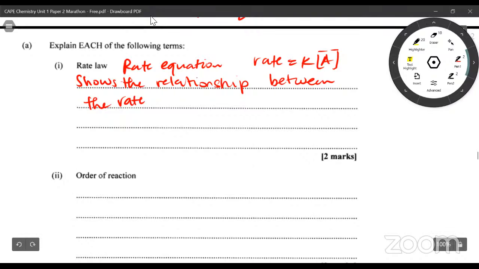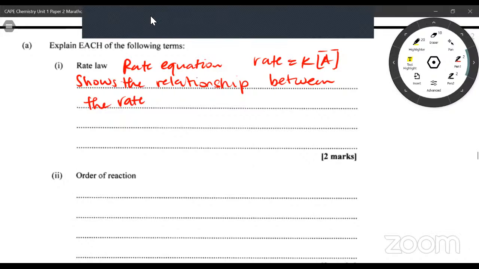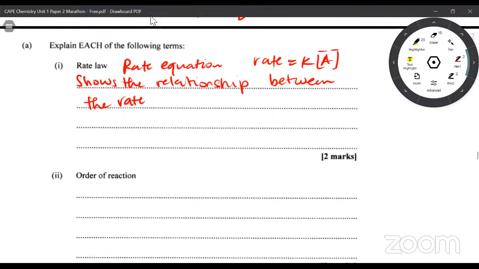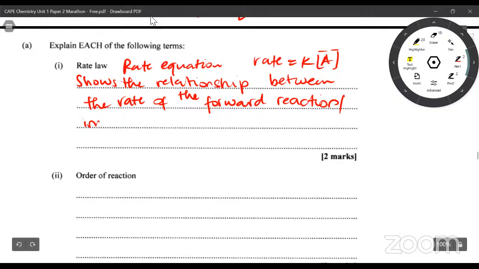So the rate equation shows the relationship between the rate of the forward reaction, or the forward reaction would also be the initial reaction, and the concentration or pressure of the reactants.